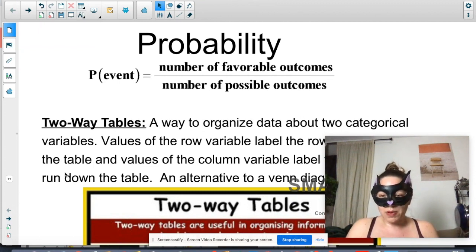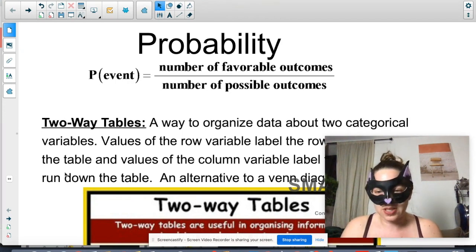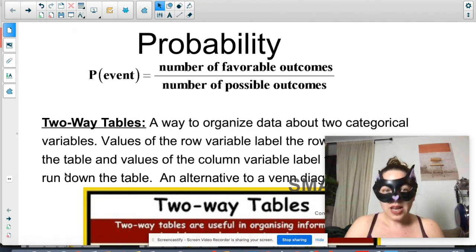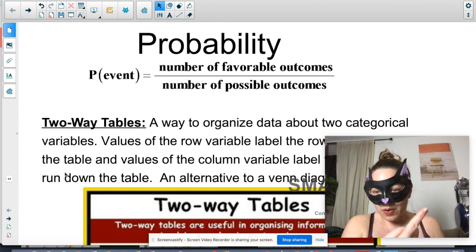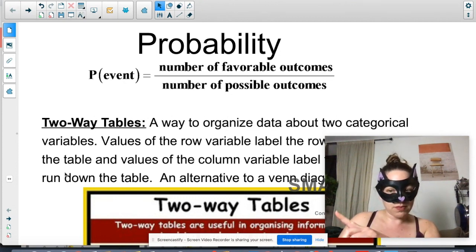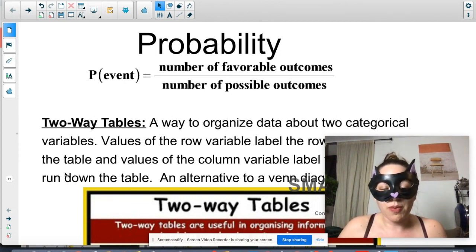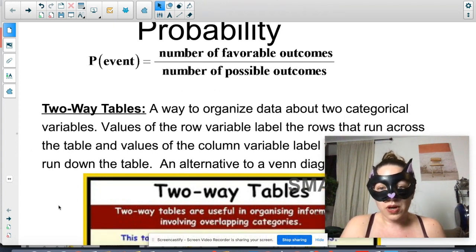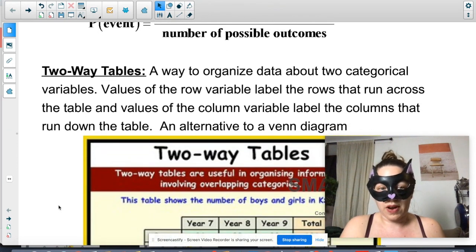We are going to take a little bit more notes today. We're going to learn about the notation that we use for probability so that you guys will be actual mathematicians and be able to use all the right mathematical notation. Let's get started. So probability, which we already went over, is the probability of an event happening: the number of favorable outcomes, so that event happening, what we want to happen, over the number of possible outcomes, the total. A two-way table, this is just review, is a way to organize data about two categorical variables.